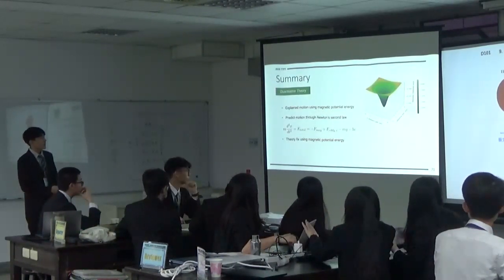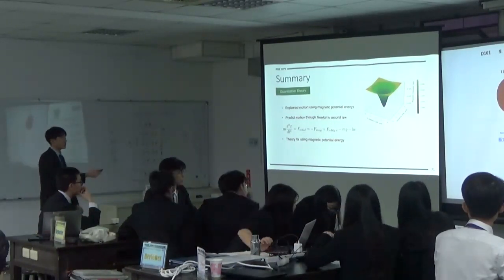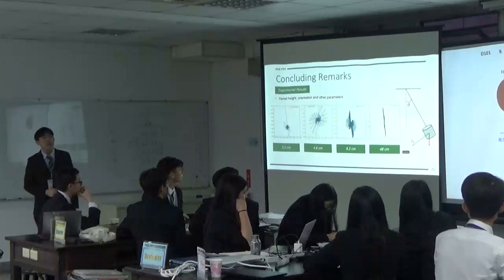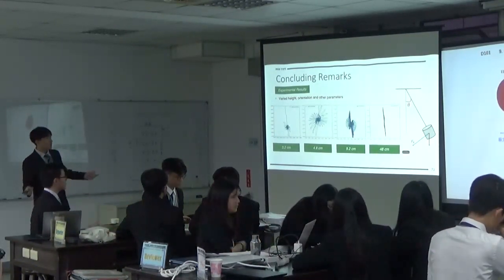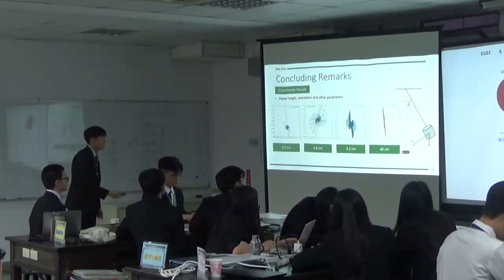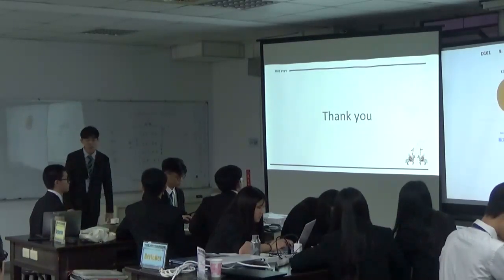To sum up, we explained the motion using magnetic potential energy, and we fit the field using it. We also derived the height and other parameters. The trajectory gets denser very quickly, and also changes in direction, which I explained using the offset. And that ends my report.